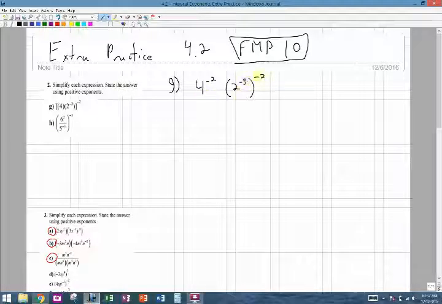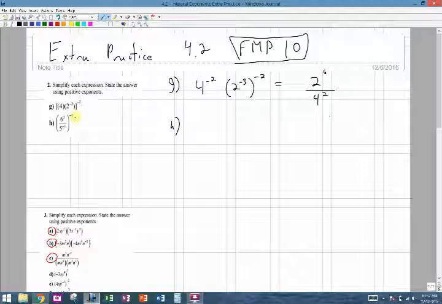And these two exponents I'm going to multiply because it's an exponent to an exponent. So in this case, I would have negative 3 times negative 2, is 2 to the power of 6 over, and the 4 moves to the bottom and becomes a 2. And that's it.